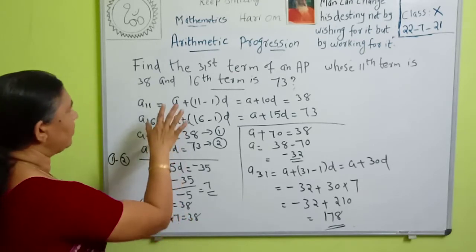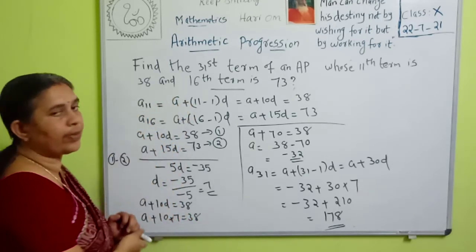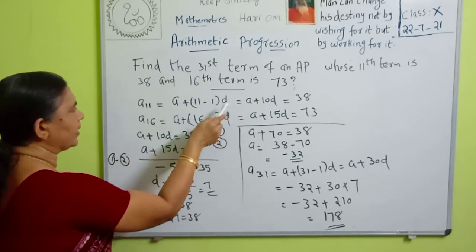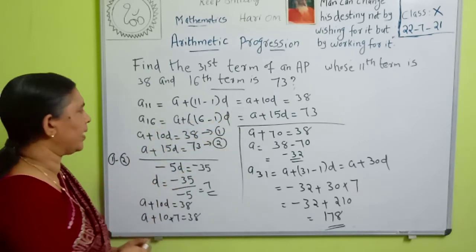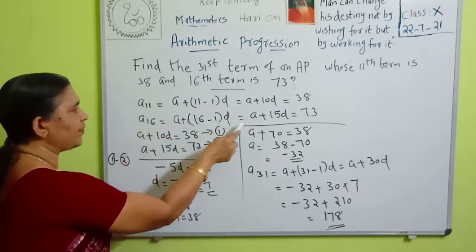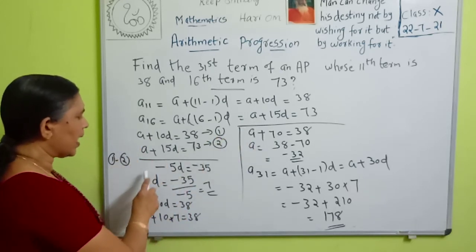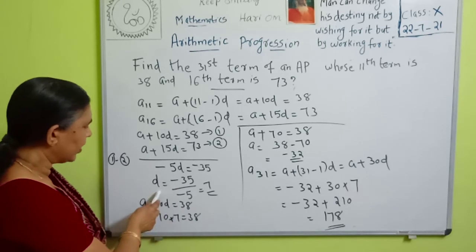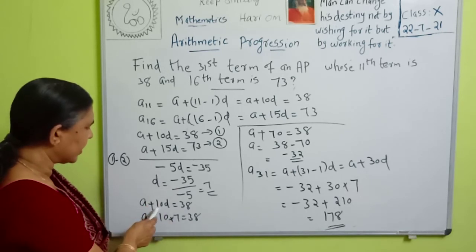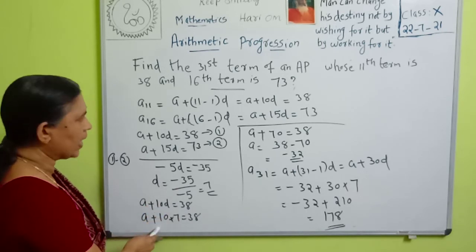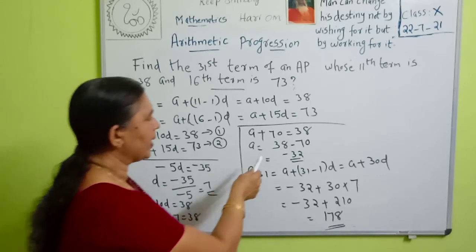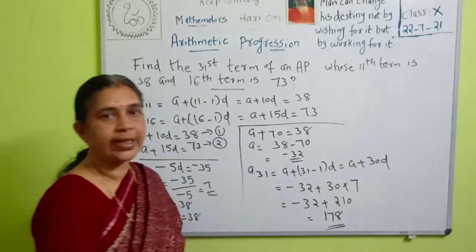So here first it is given that the 11th term of the AP is 30. That is A plus 10D is equal to 30. Then the 16th term is A plus 15D is equal to 73. Solving these two equations, we get D is equal to 7. Then putting the value in this equation, A plus 10D, we got the value of A. A is equal to 30 minus 70, that is equal to minus 40.